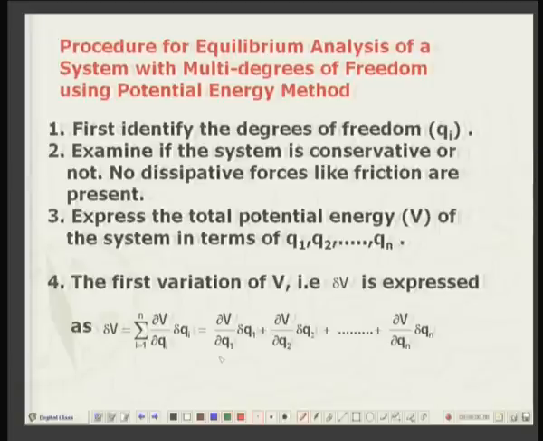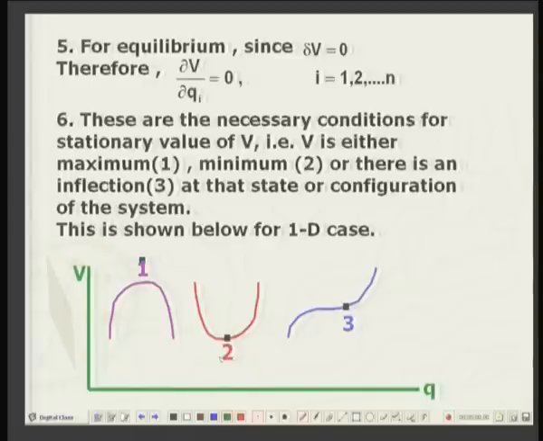Then you determine the first variation of V, that is the sum of dV by dqi into del qi, where del q1, del q2, etc. are the virtual displacements. You take the corresponding partial derivatives, multiply and add, and you get the total variation of the potential energy. After having calculated this, you set it equal to zero, and equivalently each of the partial derivatives is equal to zero, because del q1, del q2, etc. can be varied independently of each other. There is no connection. So in general, del V equal to zero is valid if and only if all the partial derivatives are individually zero.